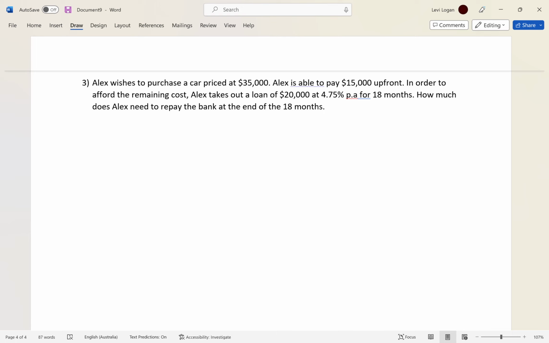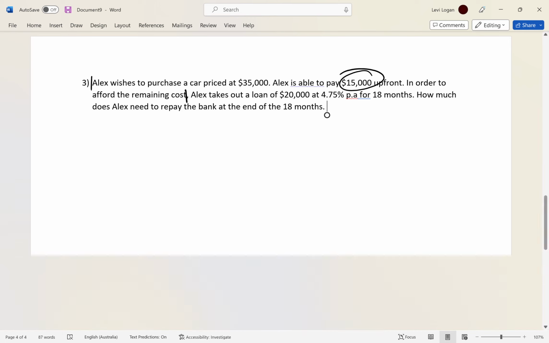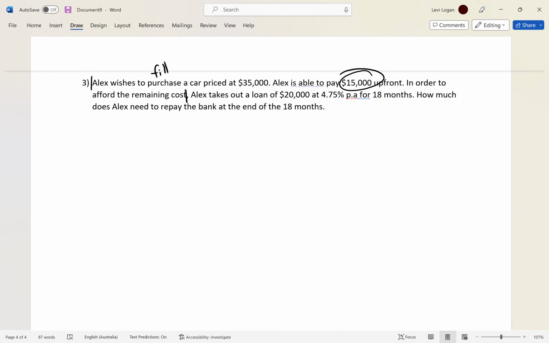Alright, so straight up, let's get the scenario in the head. Alex wants to buy a car and is able to pay this much up front. All this information here is just fill. It's rubbish. We don't really need to know it to solve the question. The important information starts down here when they talk about a loan. Straight off the back, we know that's our principal. So P is 20 grand.